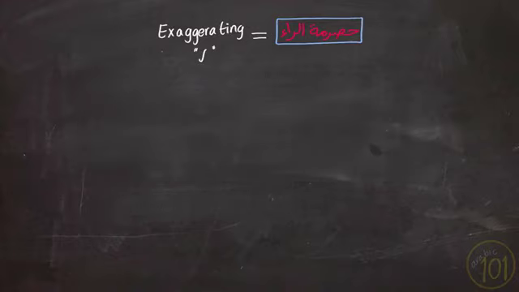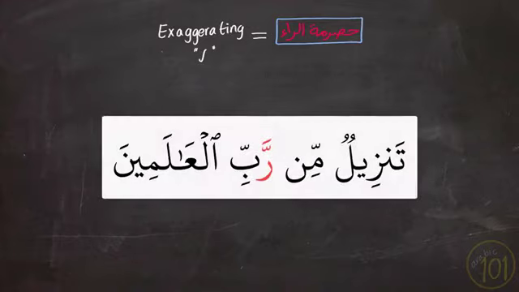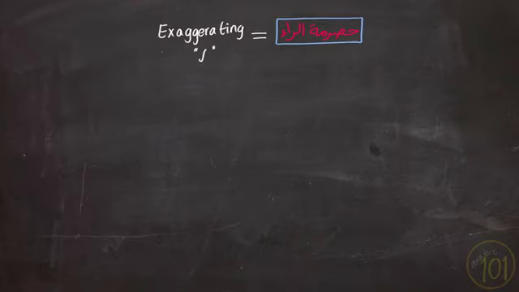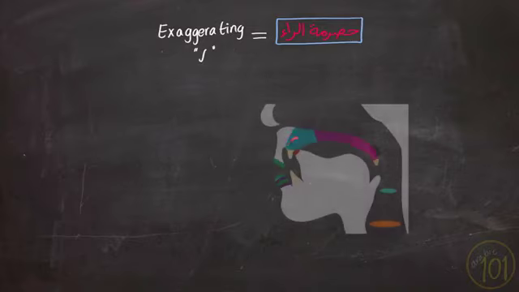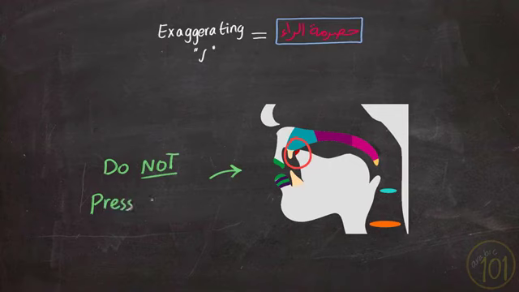And if it has shadda and it comes at the beginning of the word, then this mistake can also happen. تنزيل من رب العالمين. That is not correct, and it should sound like this. تنزيل من رب العالمين. So, من رب, not من رب. So the most important thing that you can get out of this first mistake is do not press the tongue too much because the sound will be exaggerated and it will not sound correct.